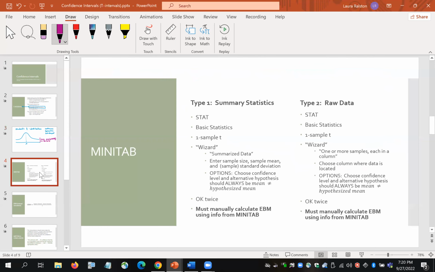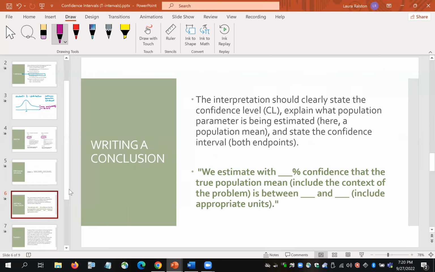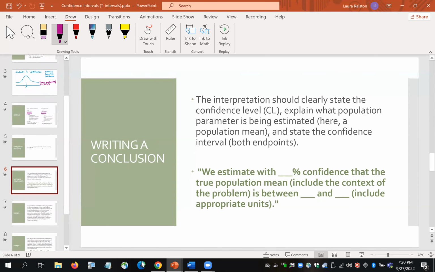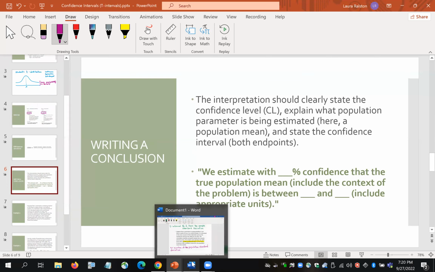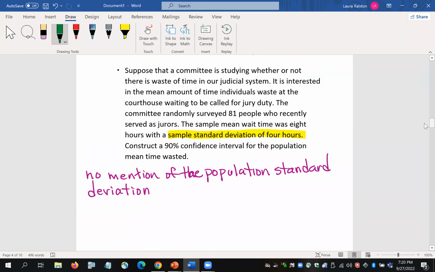And again, I have the keystrokes for Minitab. Again, the primary difference is we're going to choose the command one sample T instead of Z, but everything else is pretty much the same. The formula for the error-bound margin is the same. The interpretation is the same. Nothing changes except the command and the fact that we're going to do a T because we know the sample standard deviation, not the population standard deviation.